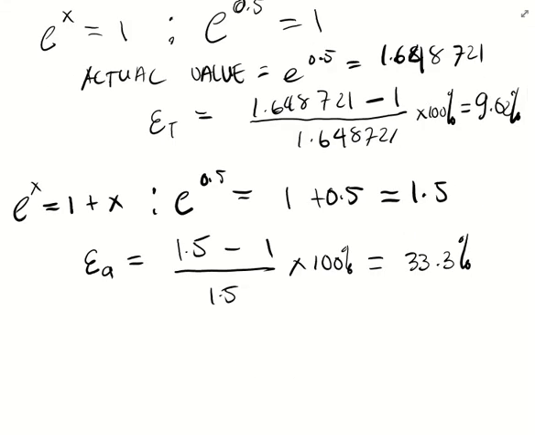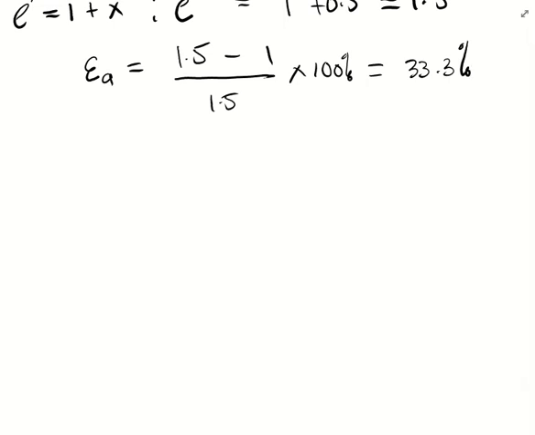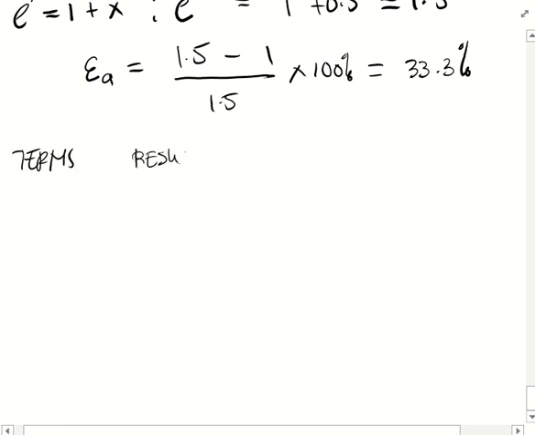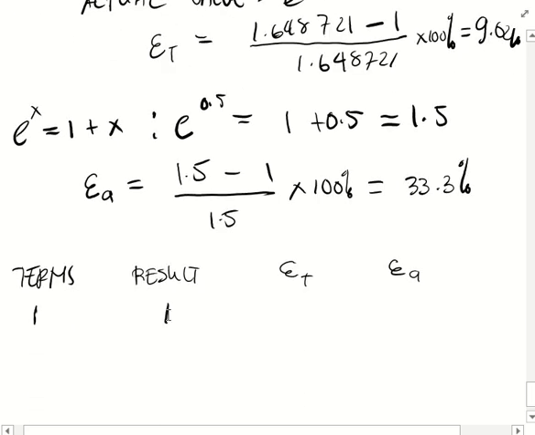So that's the step of solving this one. Another way, instead of doing this one, we can also use the tabular method. If we tabulate it in terms, with the number of terms and the result, we can also solve for the true error and the approximate error. So if we only consider the first term, what will be the result? The result will be 1. So we put 1 here.